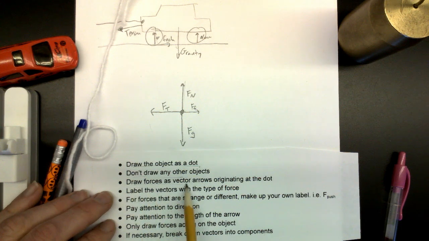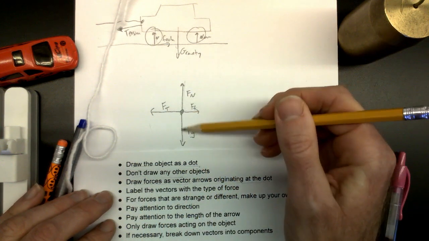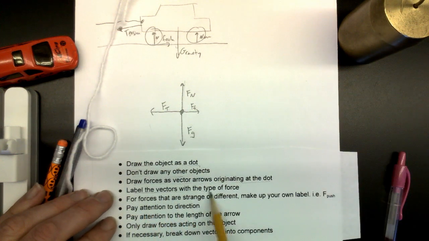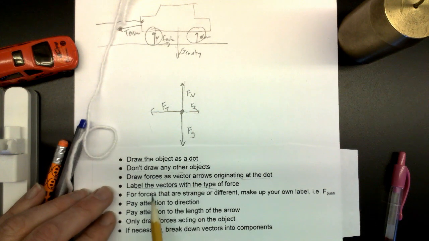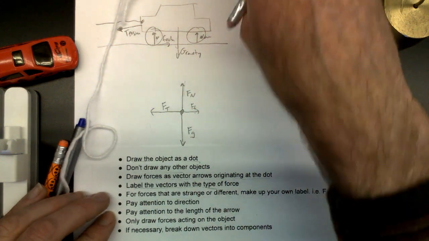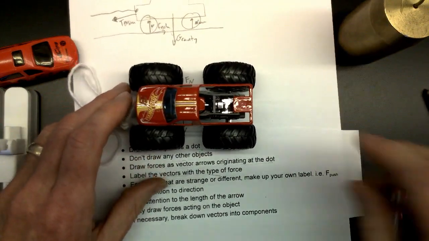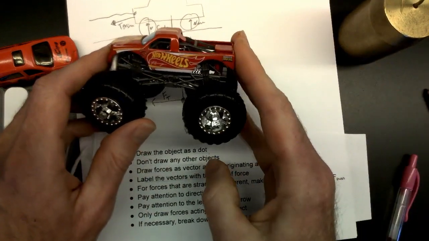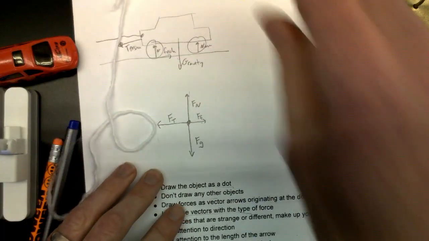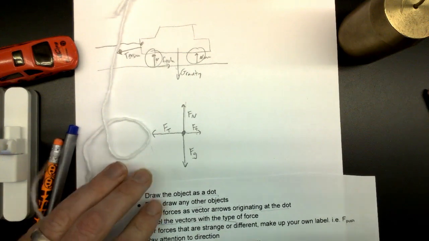I'm going to draw forces as vector arrows originating at the dot. So here are my vectors, one for each force. I'm going to label them with the type of the force, which I did. For forces that are strange or different, just make up your own label, like push. For example, if I had been pushing on the truck from here as well as pulling on it from here, I might add another force over here that's a push.